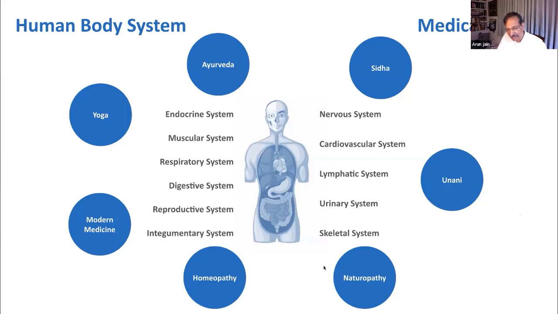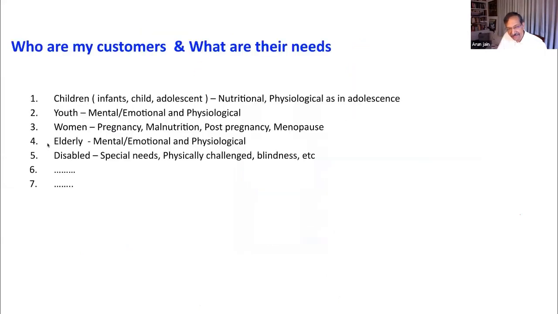If I look at the next slide, who are my customers and what are their needs? I would say the children, which would be infants, child, adolescent, with their physiological needs; the youth, with mental, emotional, physiological needs; the woman, with pregnancy, malnutrition, post-pregnancy; the elderly, mental, emotional, physiological; disabled people, physically challenged people. These are my customers to whom I'm trying to solve the problem.